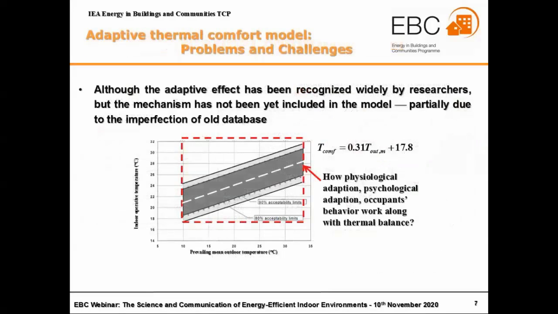And although the adaptive effect has been widely recognized by researchers, the mechanisms have not yet been included in this model because it's a black box model, and this is partially due to the imperfection of the old database. How physiological adaptation, psychological adaptation, and occupant behavior work along with the thermal balance cannot be included in this black box model.